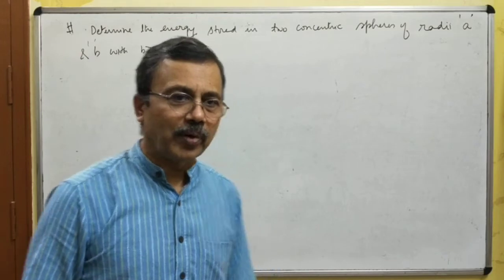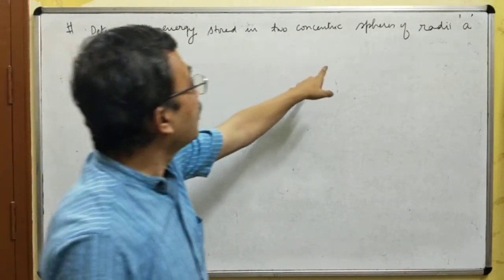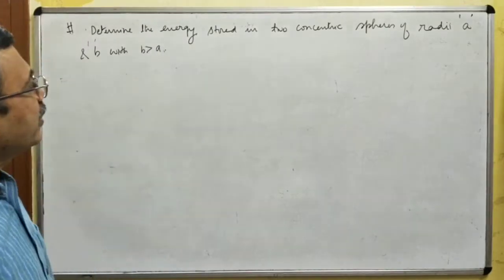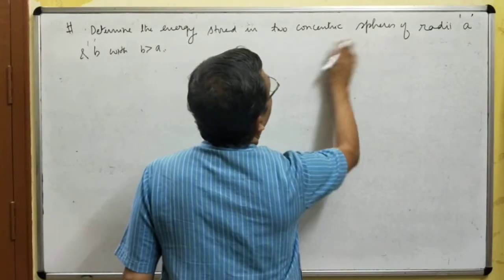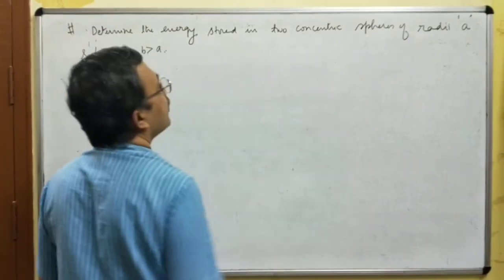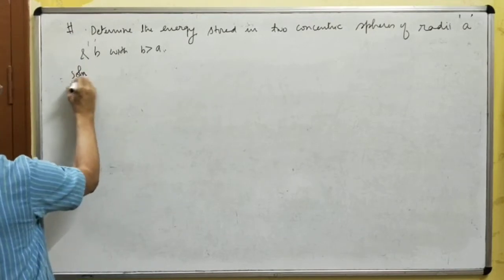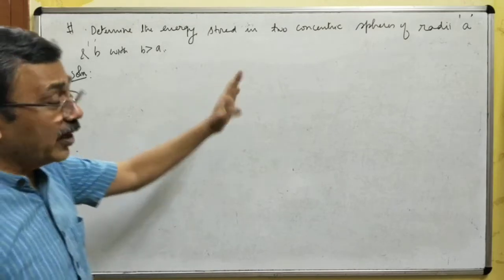We'll go to the next problem. Determine the energy stored in two concentric spheres of radii A and B with B greater than A. Solution. Actually, the spheres are conducting spheres.